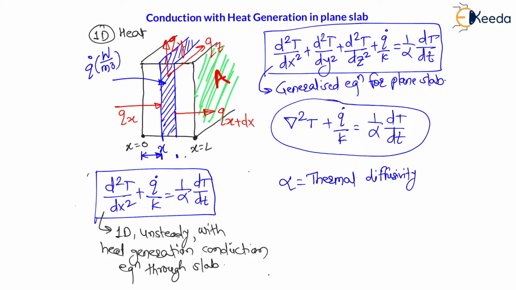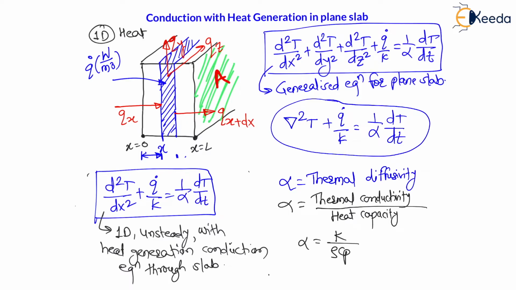Right? And let us understand the significance of this thermal diffusivity. This alpha is given as a ratio of thermal conductivity to the heat capacity. If I want to write, alpha will be equal to thermal conductivity K divided by heat capacity rho Cp. This is how the alpha can be written.